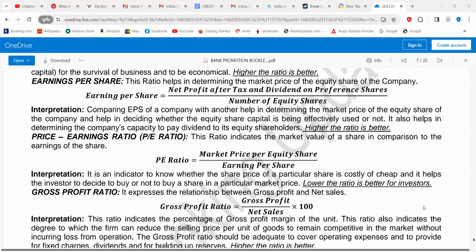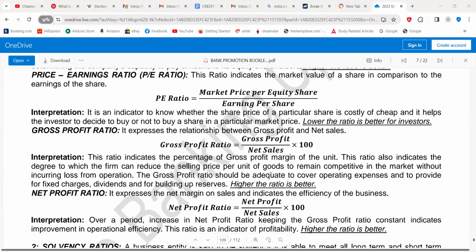Continue. Yes. Price earnings ratio, PE ratio. This ratio indicates the market value of a share in comparison to the earnings of the share. PE ratio, market price per equity share divided by earnings per share. Interpretation, it is an indicator to know whether the share price of a particular share is costly or cheap, and it helps the investor to decide to buy or not to buy a share in particular market price. Lower the ratio is better for investors. If it is lower, it is good.